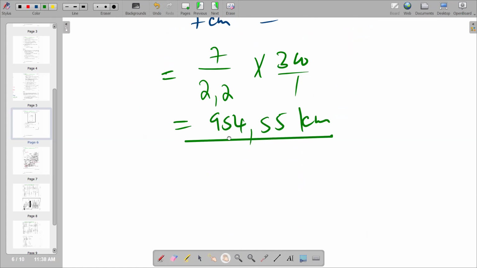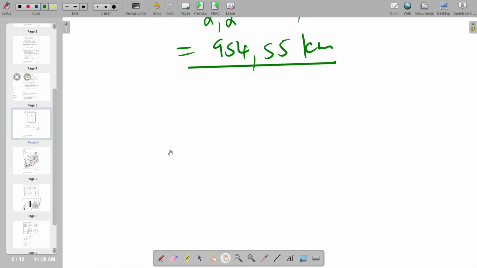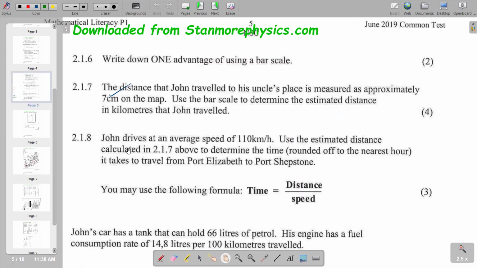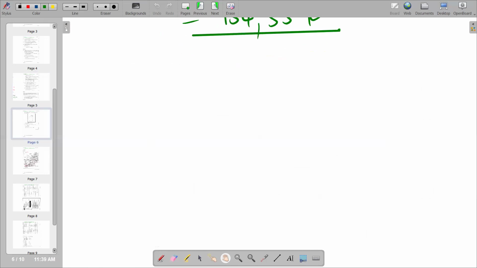So we move on to the next part of our question, which is going to be 2.1.8. John drives at an average speed of 110 kilometers per hour. Use the estimated distance calculated in 2.1.7 above to determine the time, rounded off to the nearest hour, it takes to travel from Port Elizabeth to Port Shepstone. You may use the formula time is equal to distance over speed. So of course, we start with the formula.